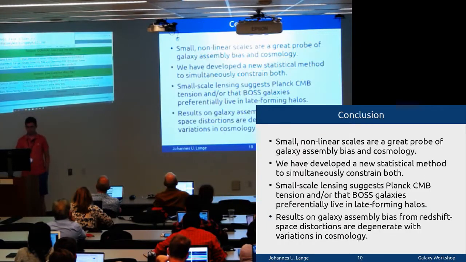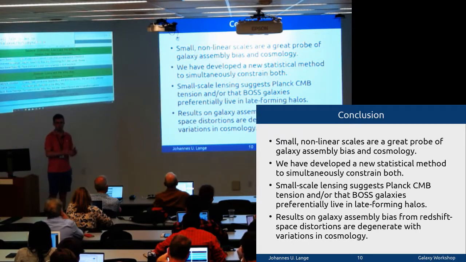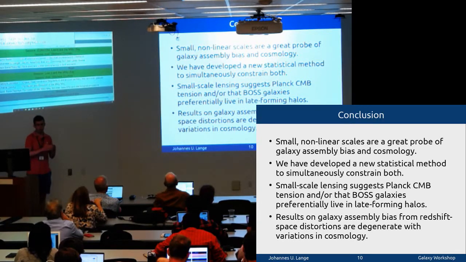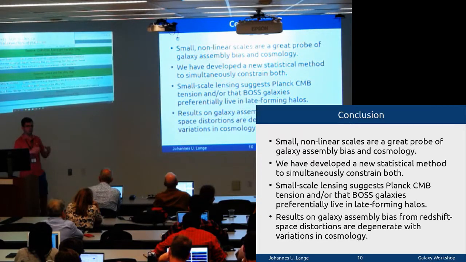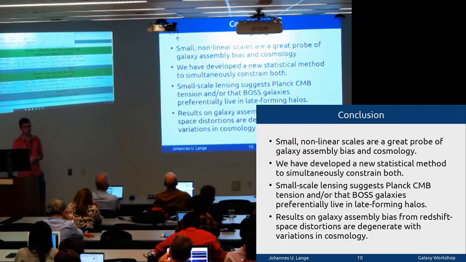And so these are my takeaway points. Small nonlinear scales are a very interesting probe of both galaxy assembly bias and cosmology. And now we finally have the tools that we are able to constrain both of them at the same time. And so, for example, when we analyze the small-scale clustering plus lensing signal of BOSS galaxies, we argue that there's evidence for some tension with the Planck CMB results, and at the same time, there's probably also some level of galaxy assembly bias. And similarly, if you want to constrain galaxy assembly bias from redshift-space clustering in BOSS, we see that there is some degeneracy with cosmological parameters. Thank you.